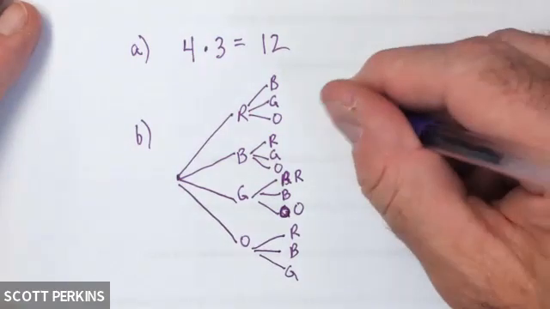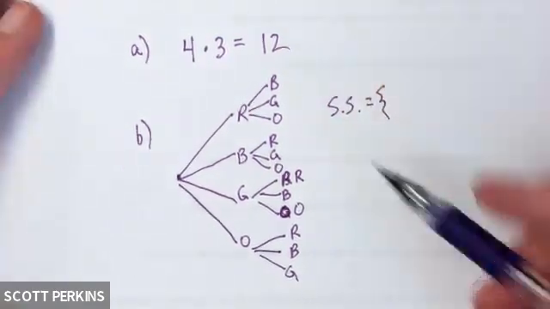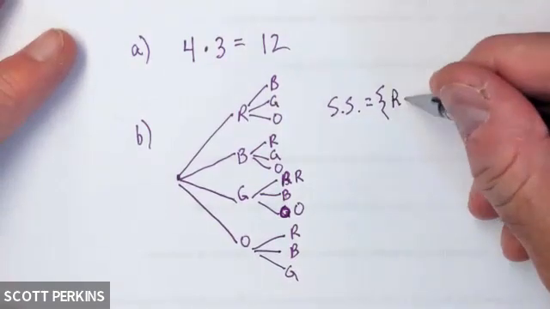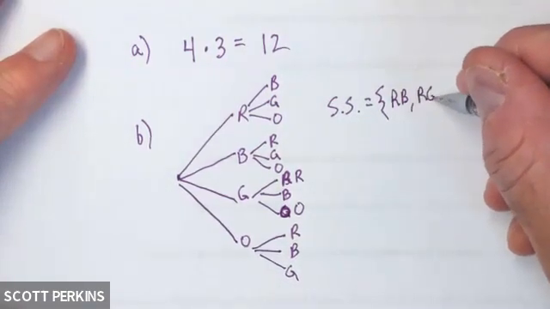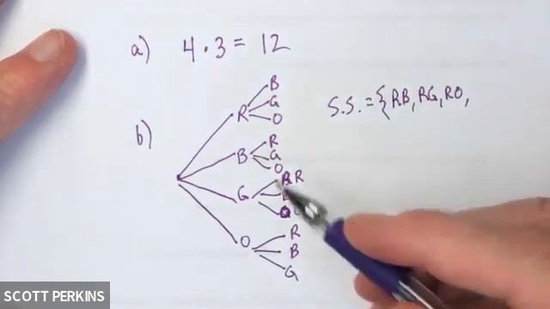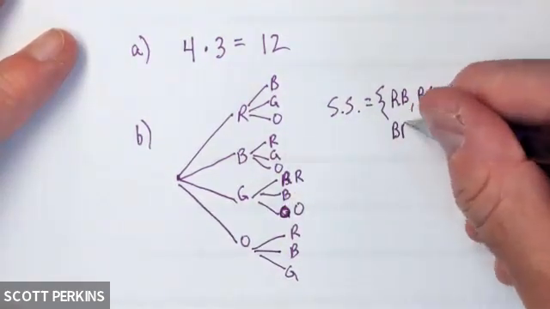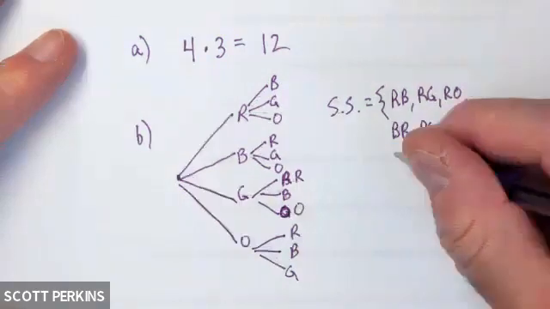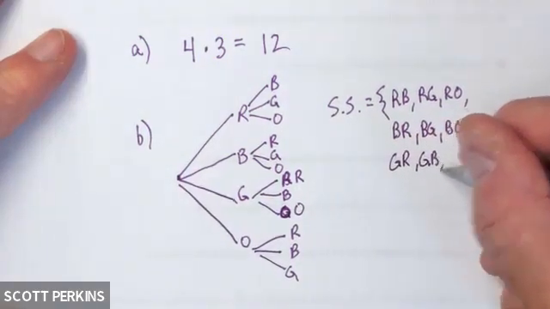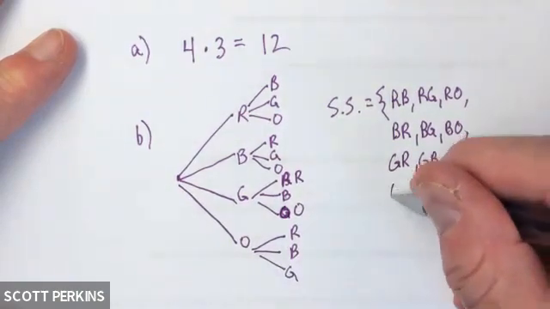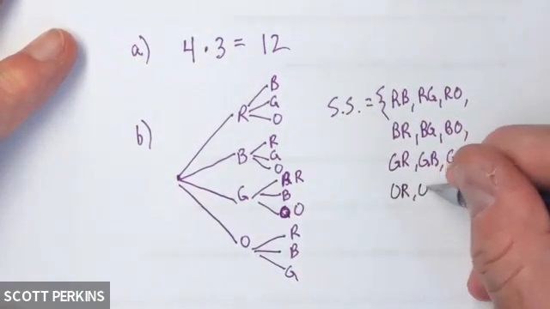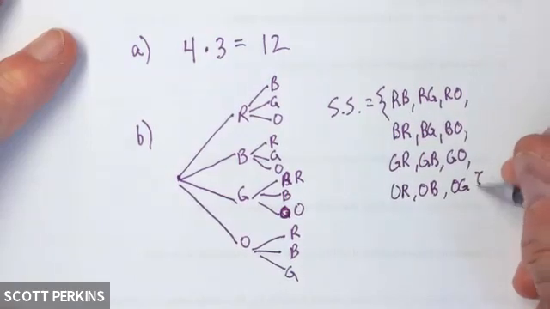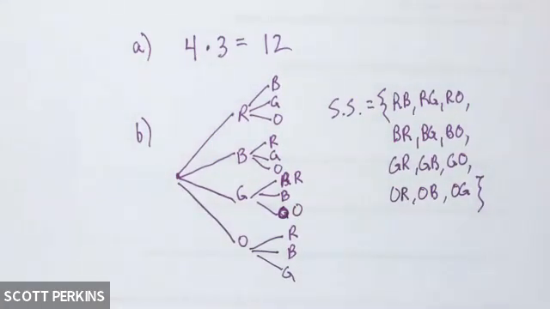So when we list the sample space, SS for sample space, we've got red, blue, red, green, red, orange. Then I've got blue, red, blue, green, blue, orange. Green, red, green, blue, green, orange. And then orange, red, orange, blue, orange, green. And there you go. And then if I had some probability problems, you could do the probabilities. But that is a pretty extensive view of tree diagrams.